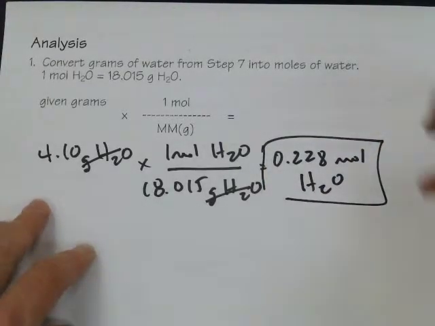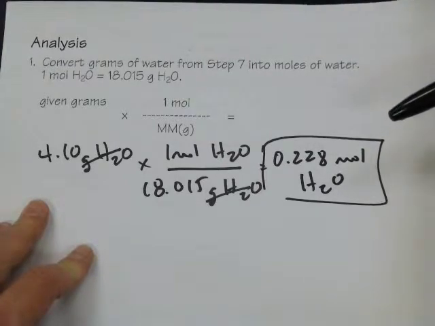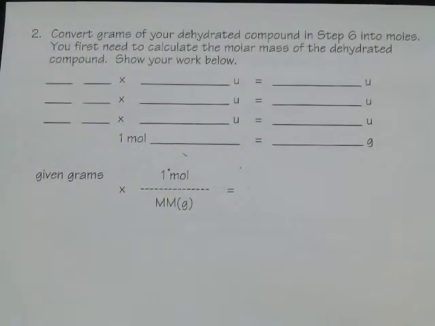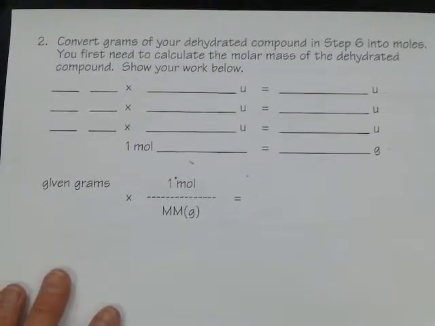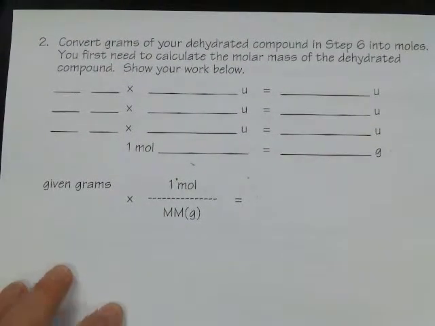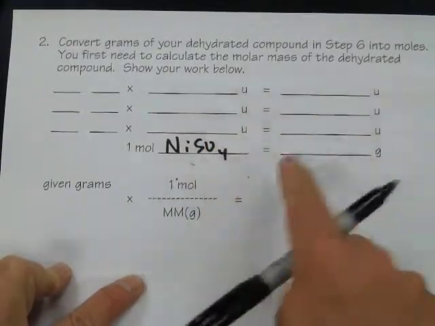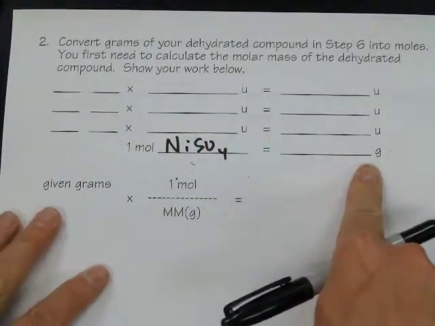I also need to know how many pieces of the nickel sulfate were in there. So the next step is to do that. However, I need to know what is the molar mass of the nickel sulfate. I need to know 1 mole of nickel sulfate equals how many grams of nickel sulfate.